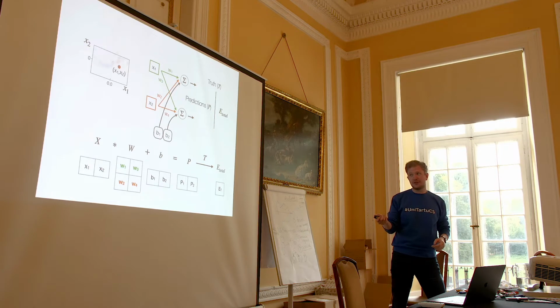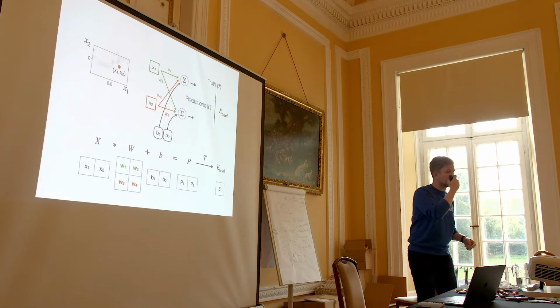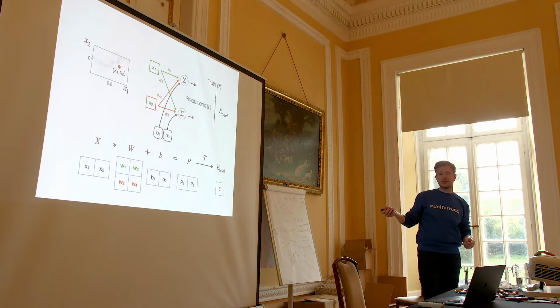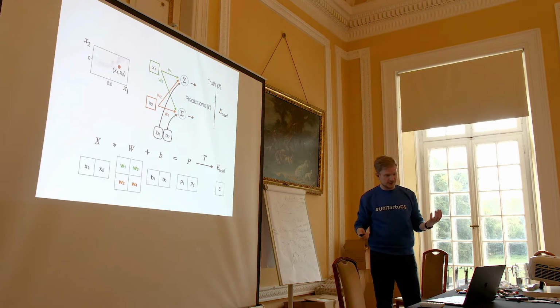So that's how the feed-forward would work in this case. We would multiply the x vector with W, we add the weights, and we get the predictions. We compare it to the truth. So t signifies truth. We compare it to the truth and we get the total error. Okay? Now the backpropagation side.